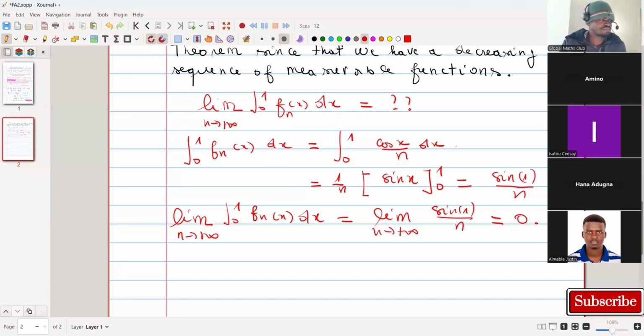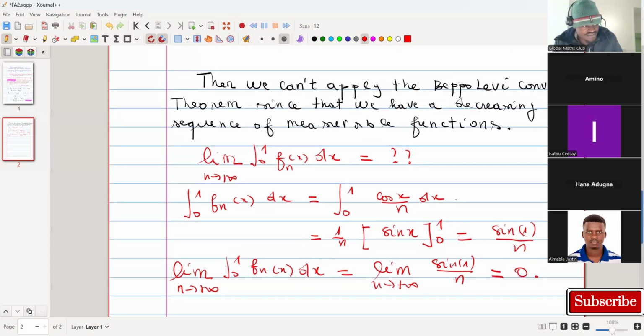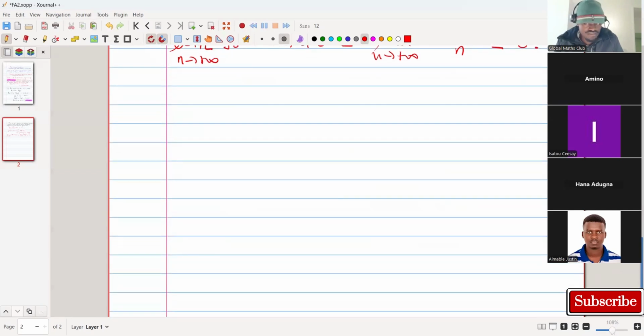So you see that this theorem was not very useful, but we can still compute this limit. The question was, if it can be applied, compute the limit. So I don't know what the lecturer expected, because we can still compute this limit without applying the monotone convergence theorem. So it doesn't matter. Now we are going to take the second one.